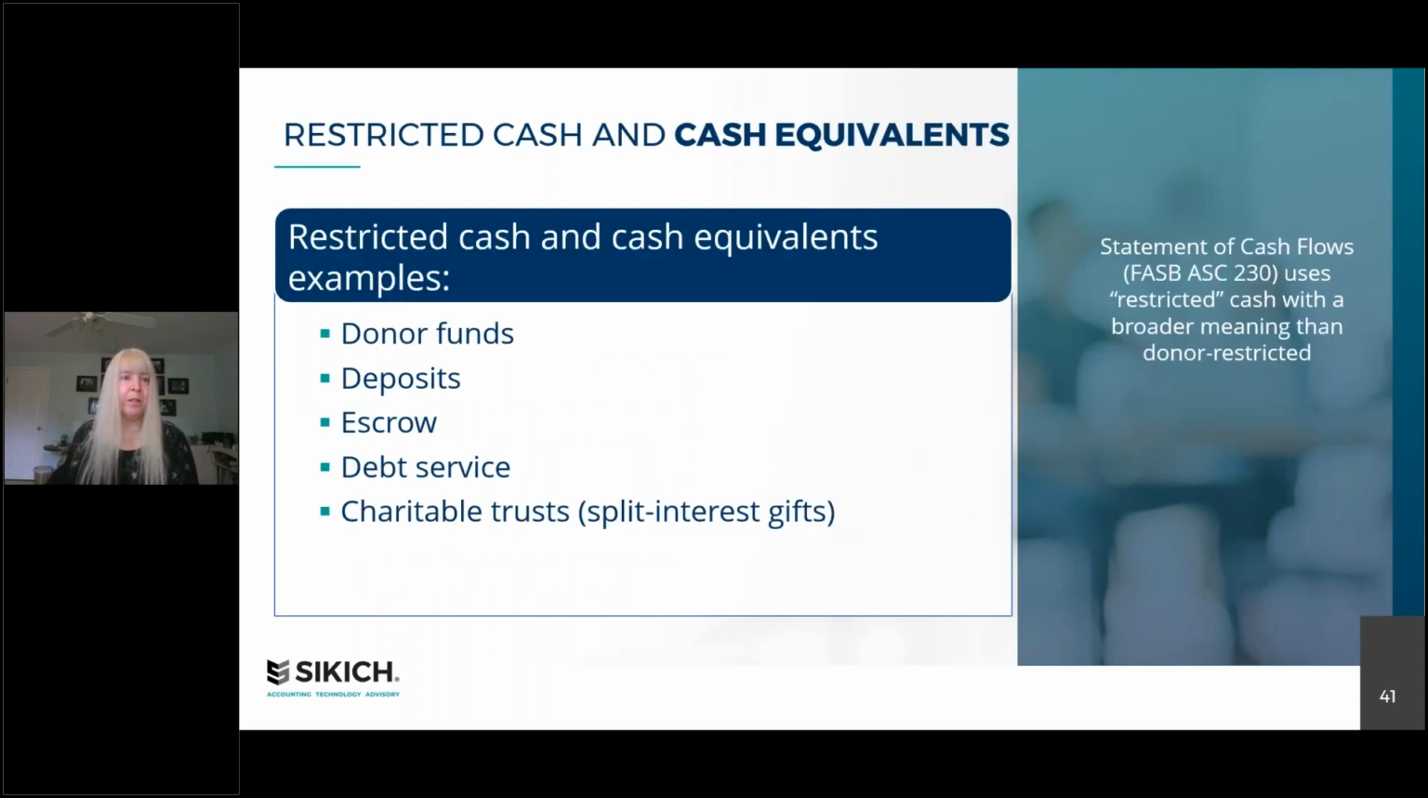So some examples of restricted cash and cash equivalents could be donor restricted funds, for instance, those that are restricted to the purchase of endowments or long-lived assets, deposits, security deposits, escrows, amounts required to be set aside for debt service, amounts required to be held when the not-for-profit is the trustee of a charitable trust or split interest gift. So those are just some examples. So just keep in mind, the statement of cash flows uses restricted cash with a broader meaning than just donor restricted cash.